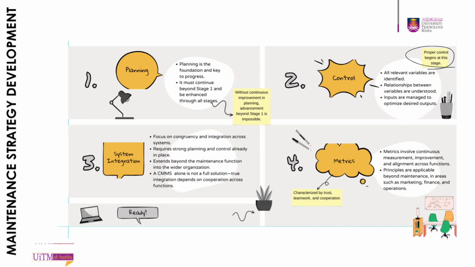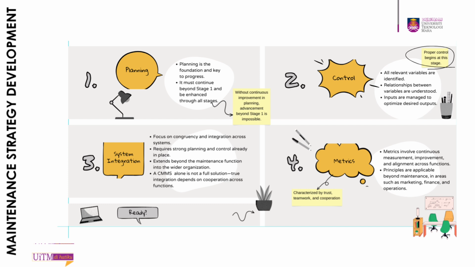Maintenance Strategy Development. 1. Planning. Planning is the foundation and key to progress. It must continue beyond stage 1 and be enhanced through all stages. Note: without continuous improvement in planning, advancement beyond stage 1 is impossible. 2. Control. All relevant variables are identified. Relationships between variables are understood. Inputs are managed to optimize desired outputs. Note: proper control begins at this stage.